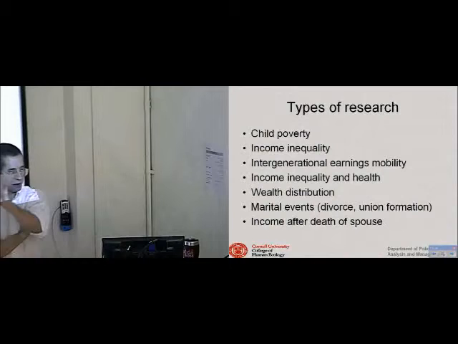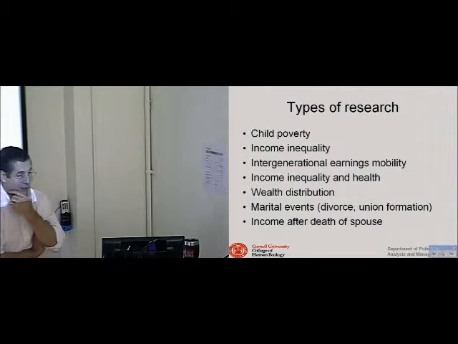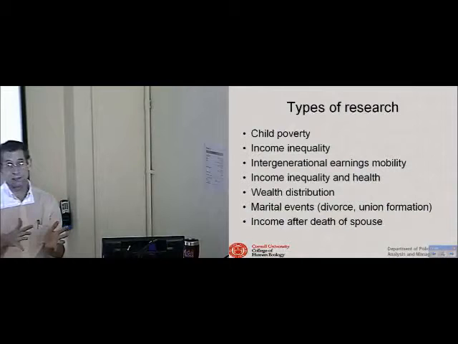Stephen Jenkins and a bunch of co-authors have done a lot with comparing child poverty in Germany and the United Kingdom. Income inequality is a big source, Burkhauser and Jochen Frick and Jochen Merz. A lot of people are doing comparisons of income inequality. I've done a little bit of work on intergenerational earnings mobility, comparing the US and Germany. Rich and I have done some work looking at the relationship between income inequality and self-reported health.